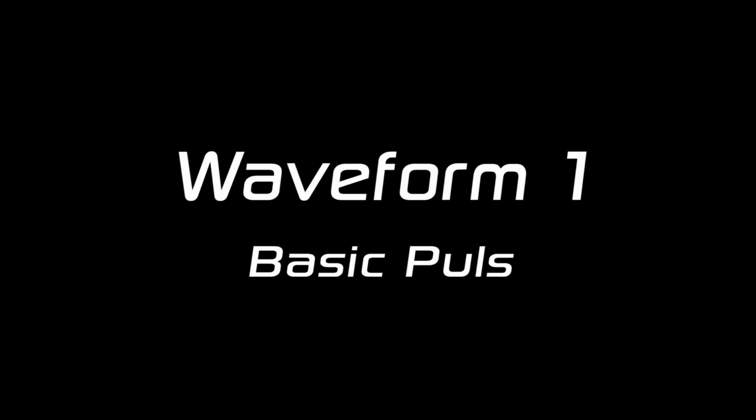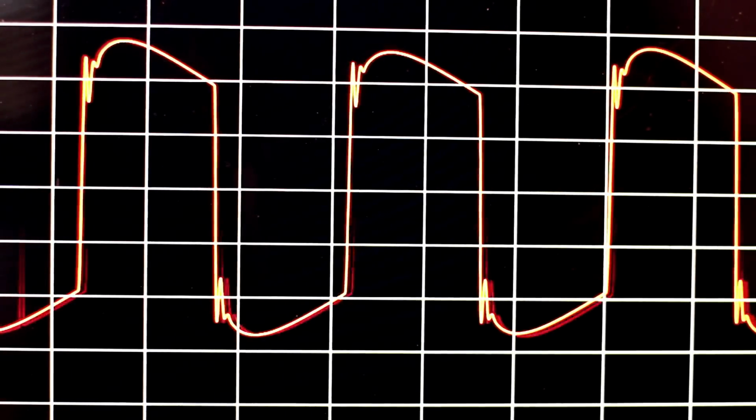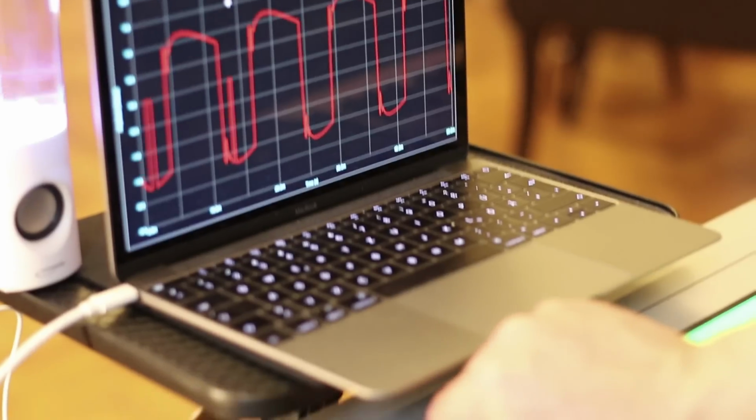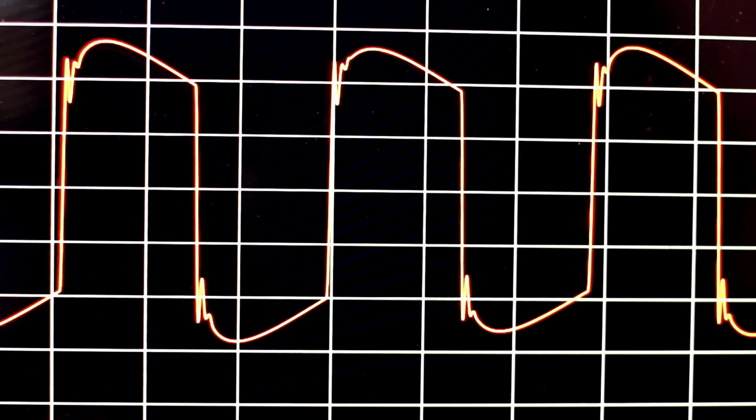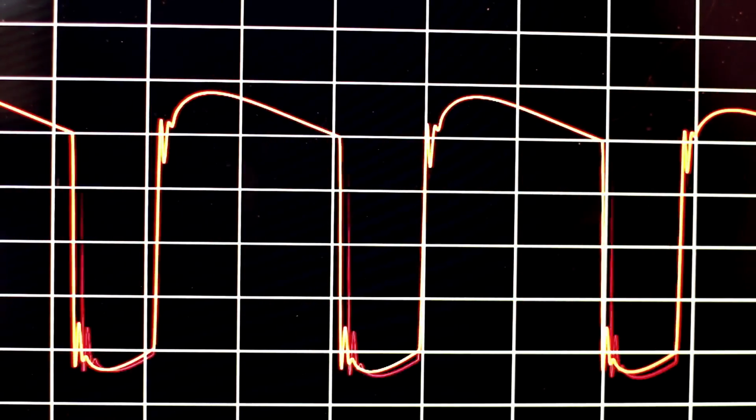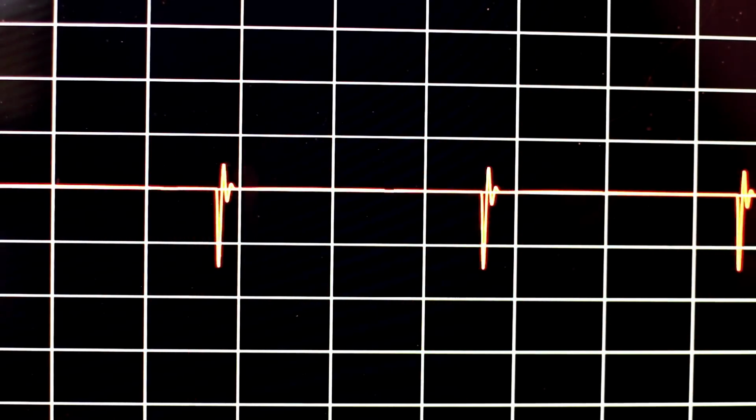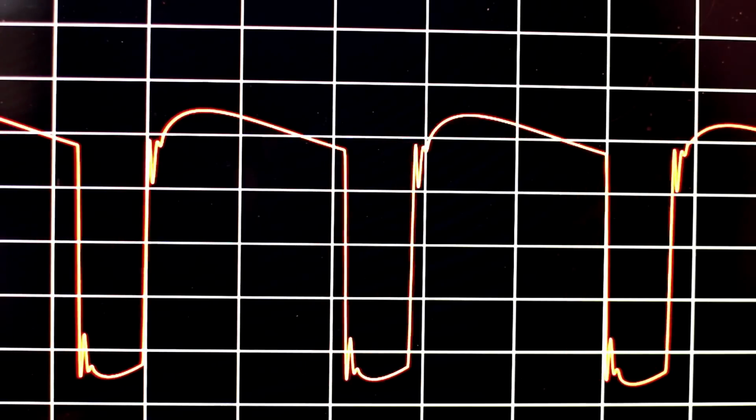Today we want to talk about the seven waveforms that PL2 has to offer. So we want to start with waveform number one. Square wave. We change the pulse width until we have a needle. Very basic, every analog synth can do this.